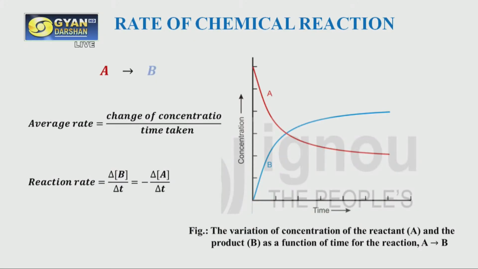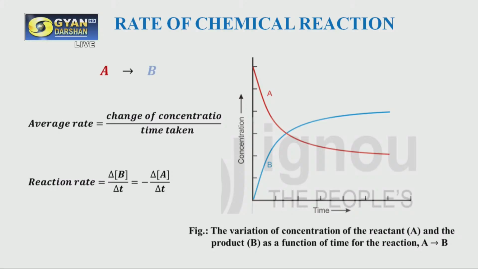Here again the average rate we can calculate from the chemical equation A to B: the change of the concentration divided by the time taken. So how can we define the reaction rate? The reaction rate is defined by the change in the concentration of B, simply delta B, in delta t time.